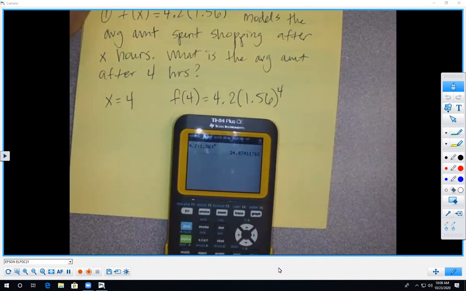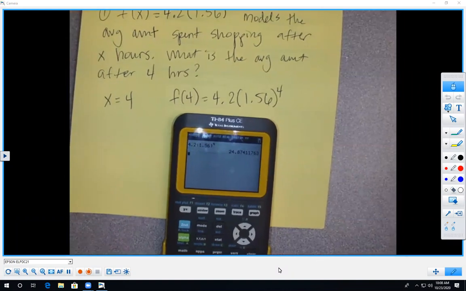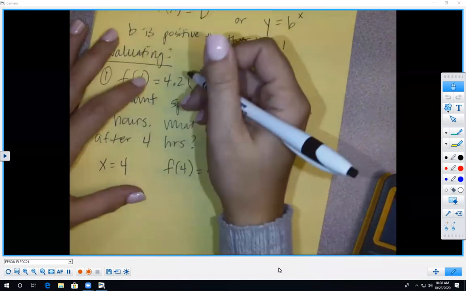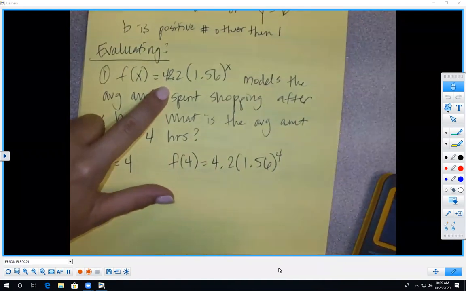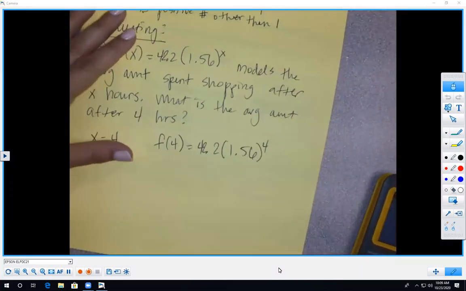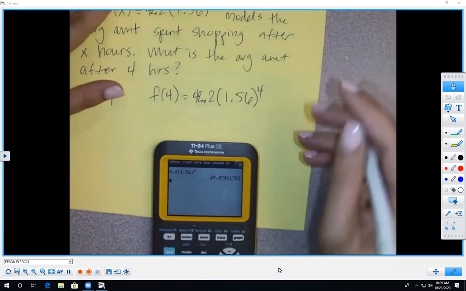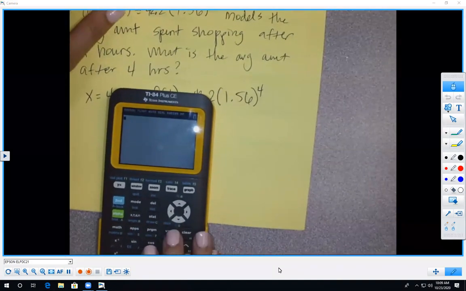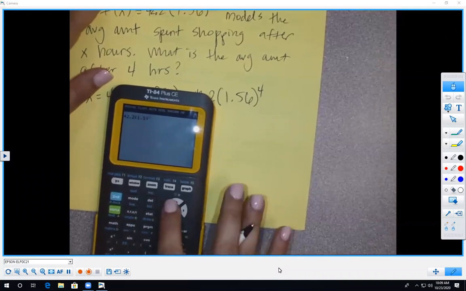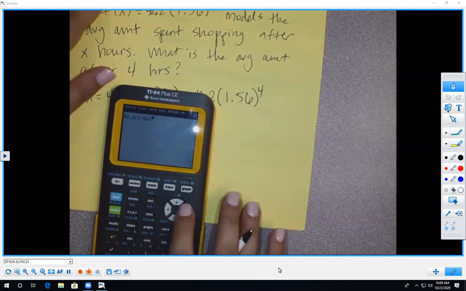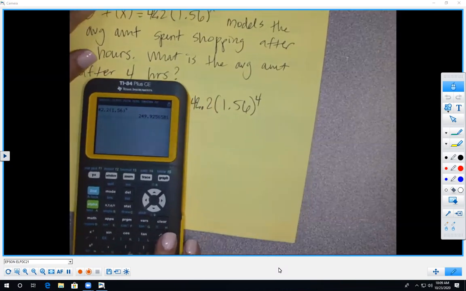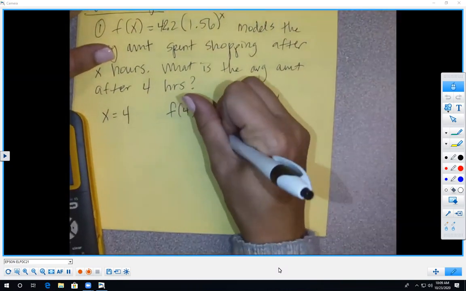Did I do something wrong? Did I write it down wrong? Oh, there's the problem. I wrote the problem down wrong. It's 42.2. Sorry about that. So 42.2, it felt like $24 is not very much money to spend shopping after 4 hours. 42.2 times 1.56 to the 4th power. That's better. $249.93.